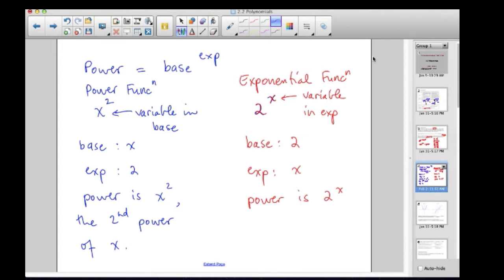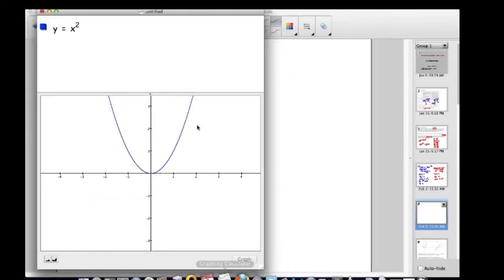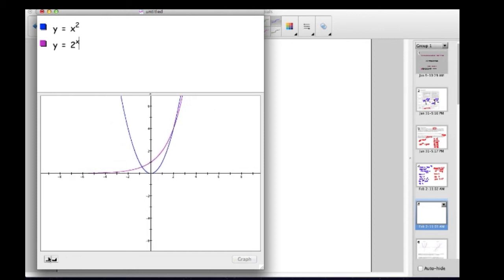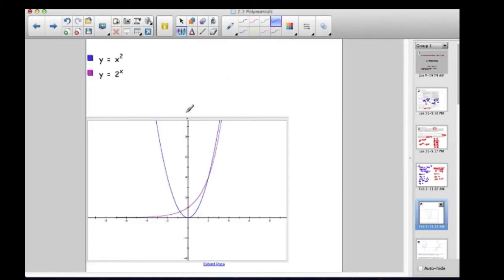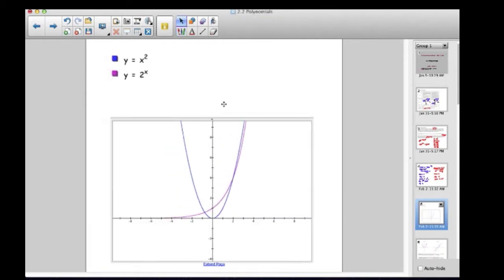If we look at the graphs to compare as well, just to make a distinction in their shapes and behavior, y equals x squared is a power function, whereas y equals 2 to the x is an exponential function. We'll study exponential functions in chapter 3, but for now we just know that the difference is when the variable is in the exponent, we have an exponential function. But when the variable is in the base, we have a power function. So we'll just record this for the lecture notes. Okay, so there's our power function, exponential function comparison.